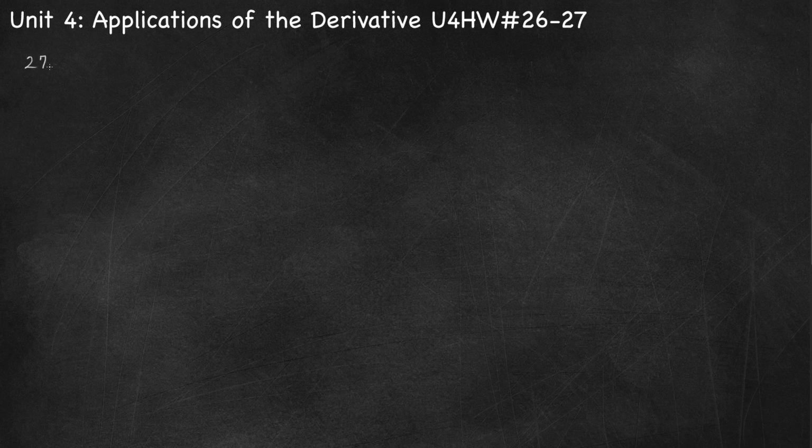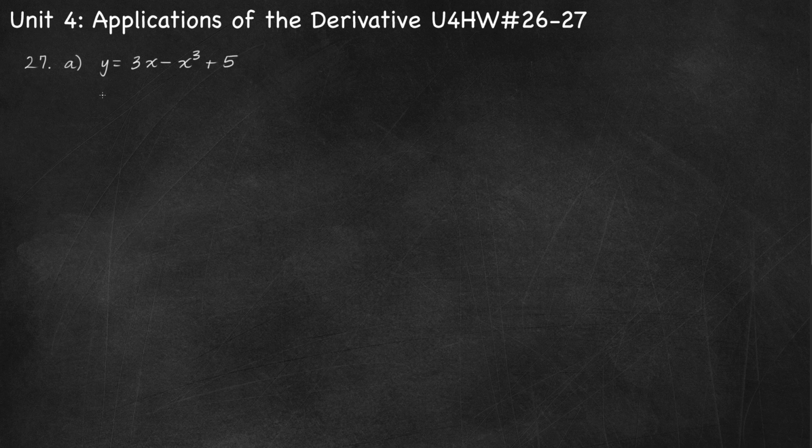Number 27. We're going to use the second derivative test for extrema to find local maxes and mins for our functions. Part A, y equals 3x minus x cubed plus 5.